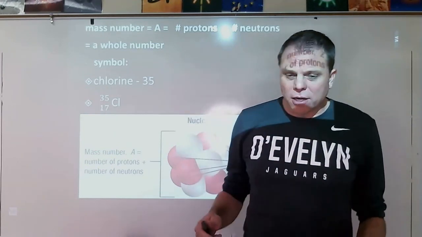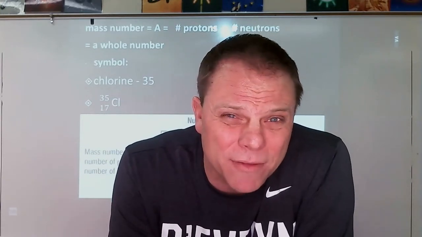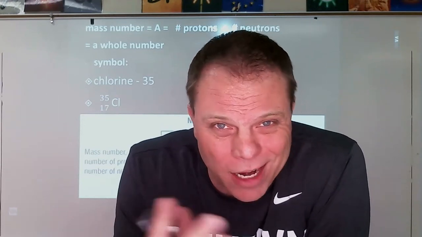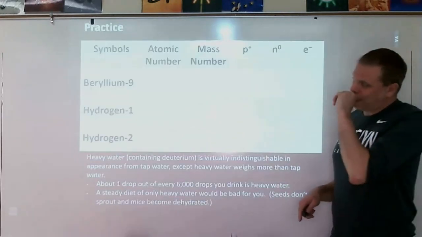So if I want to know how many neutrons I have, now I can figure that out because I've been given the mass number. All I have to do is subtract 17 from 35, and I realize I have 18 neutrons. So that's how you figure out the number of neutrons when you have the mass number.